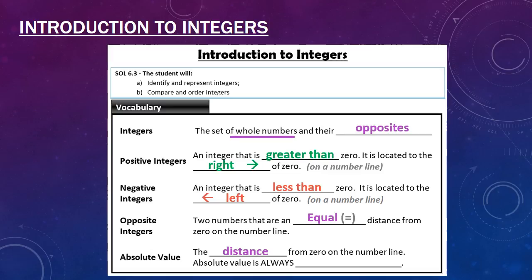And absolute value is the last vocabulary term we're going to talk about. We're not going to learn about this today, but it's something just to keep in mind. That refers to the distance from 0 on the number line, and it is always, please underline always, positive.